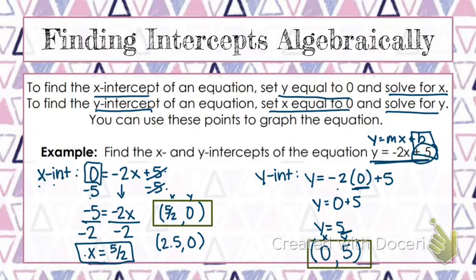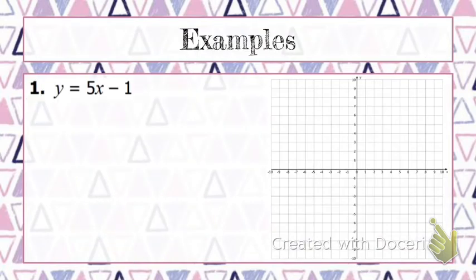Okay, and we can use those 2 points to graph our line, because all it takes to graph a line is 2 points. Once you have 2 points, you cannot make any other lines. There's only one choice for how that line will go. So it only takes 2 points to make a line. So now let's actually do an example where we're going to graph this, okay?